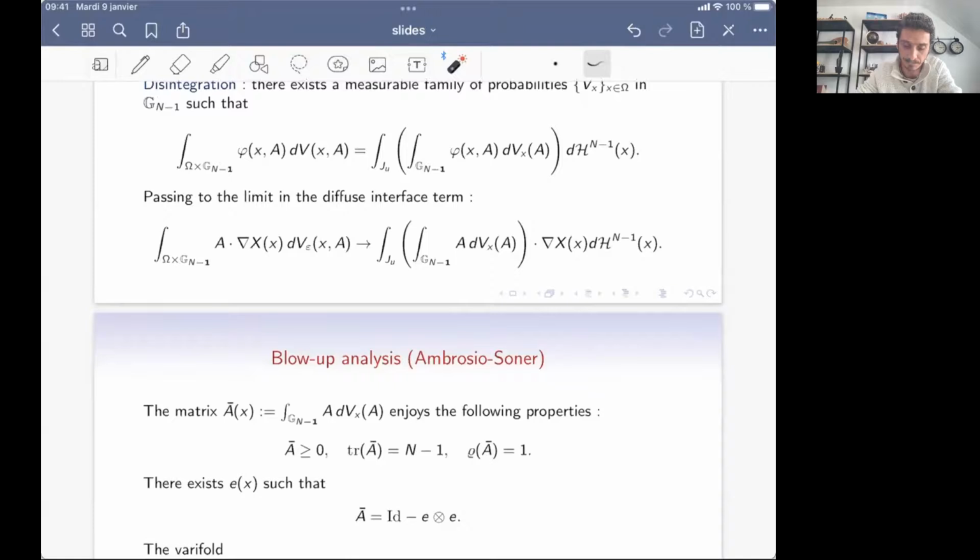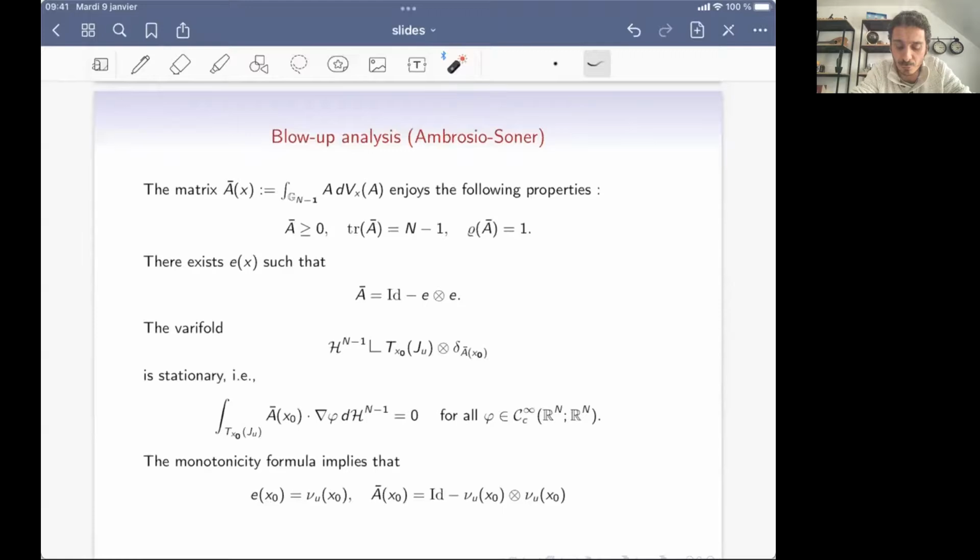To identify this term, we perform a blow-up analysis, similar to what was done by Ambrosio and Soner in a Ginzburg-Landau context. The goal was essentially the same. It was in a parabolic setting, but the goal was to pass to the limit in a parabolic Ginzburg-Landau equation.